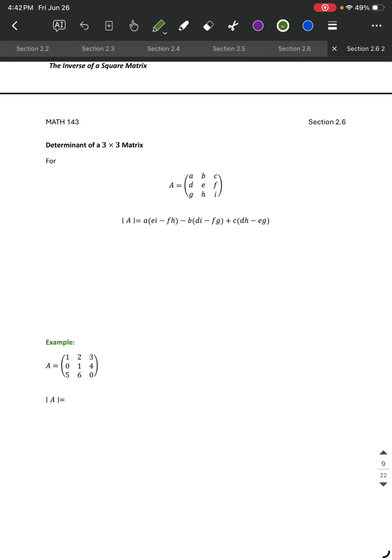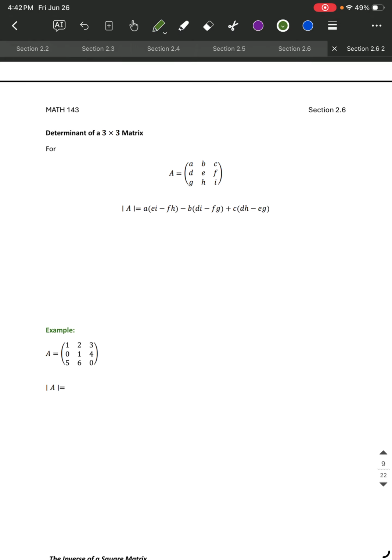We can also compute determinants for larger matrices, right? But it's much more complicated. Here you can see the determinant of a 3 by 3 matrix. How to find it then? First, we want to get this: first row, first column.